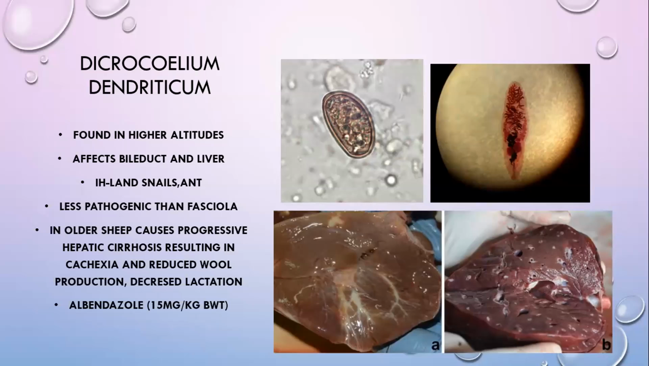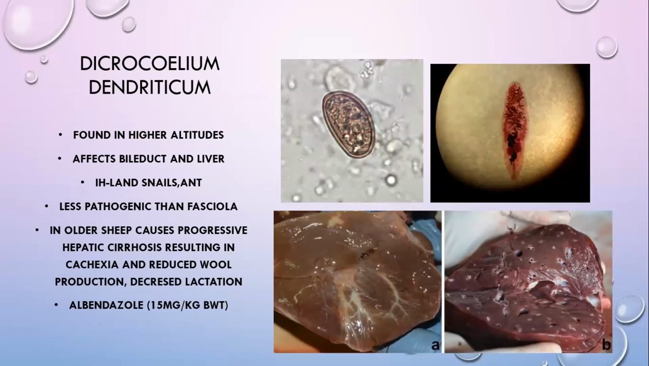There is another fluke, Dicrocoelium, though its presence is not pan-India. It is mostly present in higher altitude hilly regions, Dicrocoelium dendriticum. The egg is quite small and flat on one side. Here there is involvement of two intermediate hosts. One is the land snail and another is the ant. And it is relatively less pathogenic than fasciola, though it affects the liver. It is the lancet liver fluke. It is relatively less pathogenic.